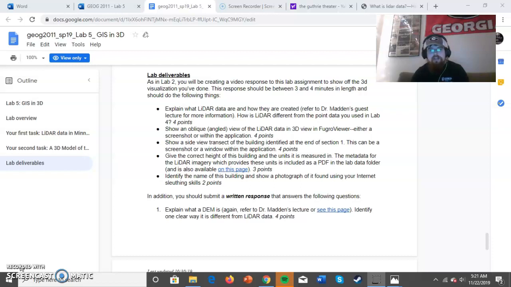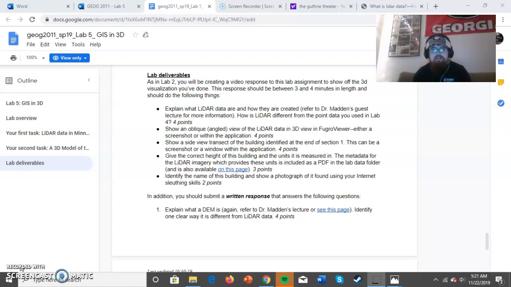And the other question is, how is LiDAR different from the point data used in Lab 4? For Lab 4, for that point data, we utilized the X and Y coordinates of a particular point. But the cool thing with LiDAR data is that not only are you able to use the X and Y coordinates to map it out, but you're also able to use the Z coordinate, which means you're able to measure the particular height of a surface that you want to look at in the LiDAR data.